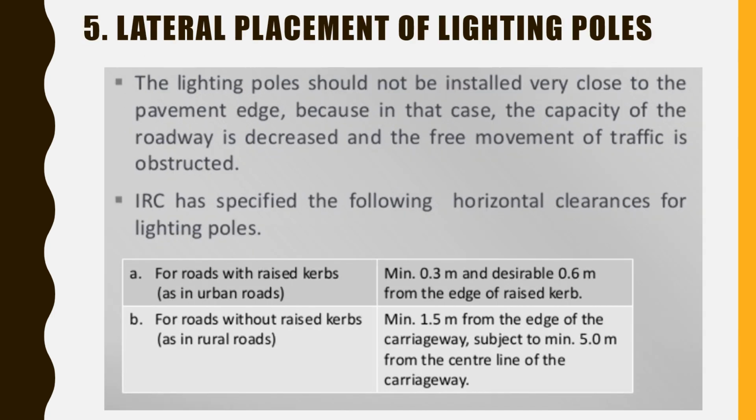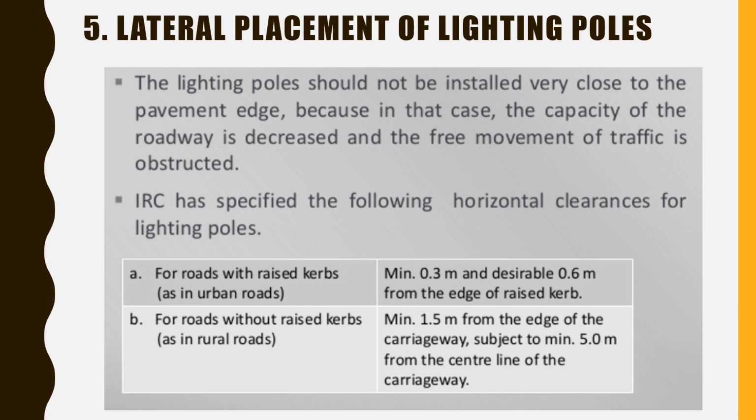Now next, move to number 5, lateral placement of lighting poles. The lighting poles should not be installed very close to the pavement edge because in that case, the capacity of the roadway is decreased and the free movement of traffic is obstructed. IRC, that is Indian Roads Congress, has specified the following horizontal clearances for lighting poles.